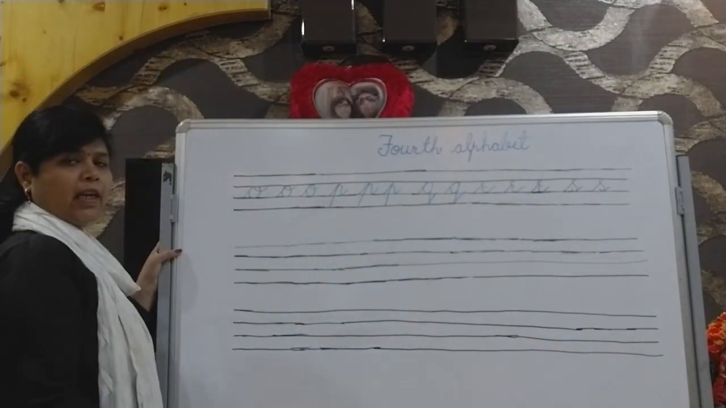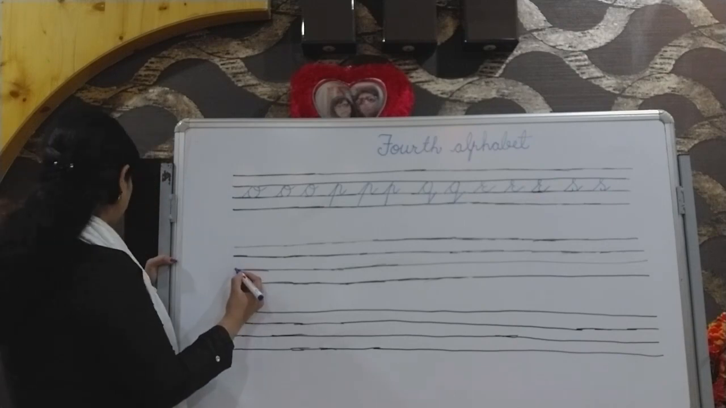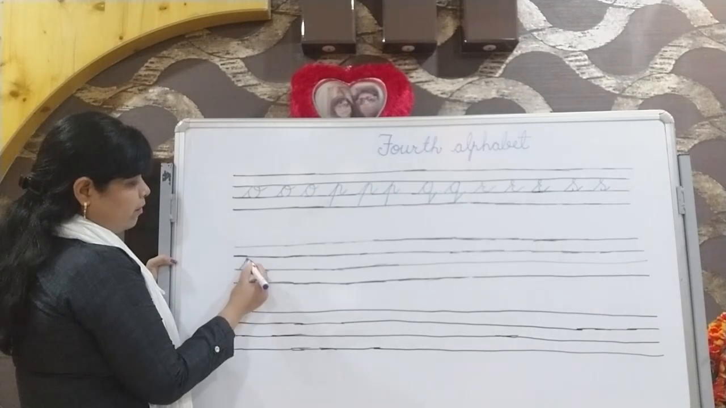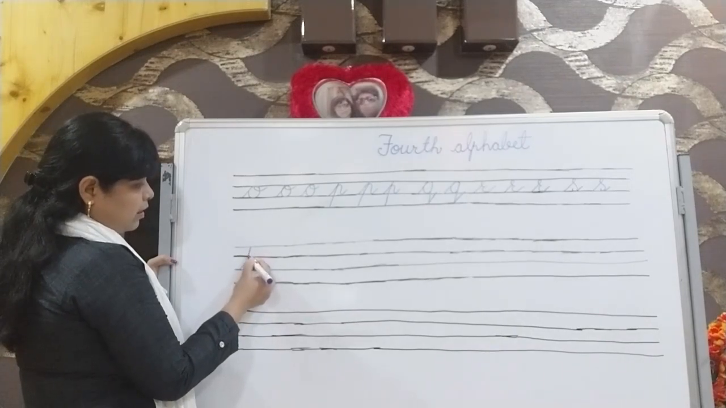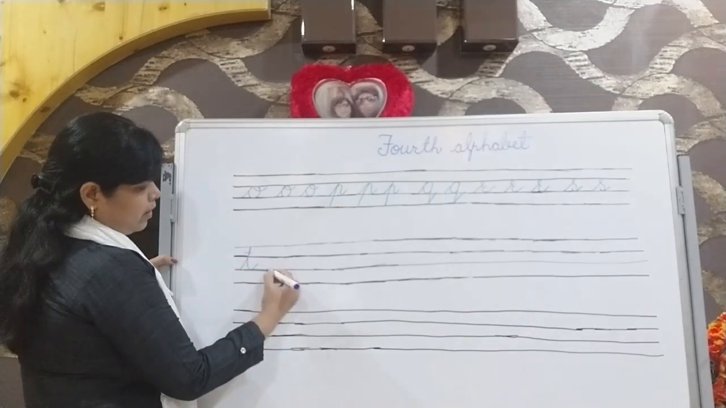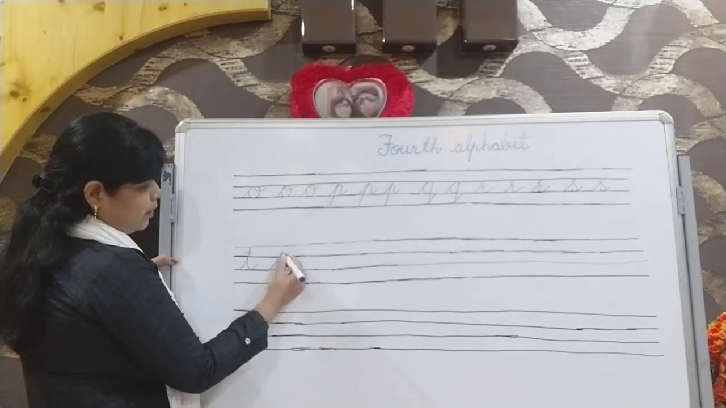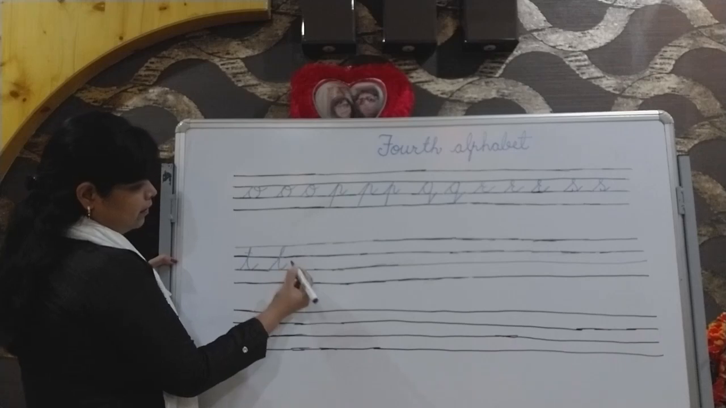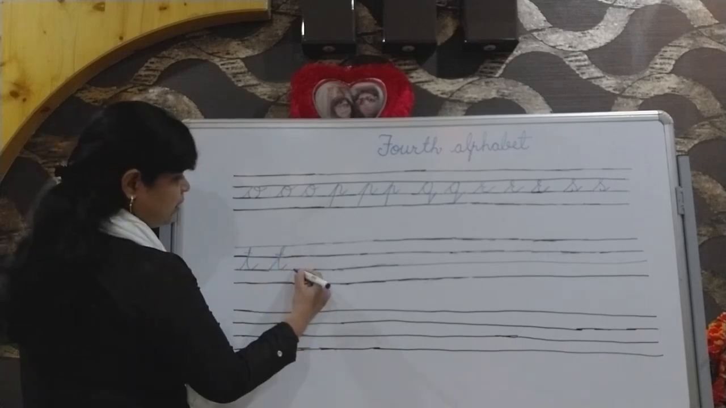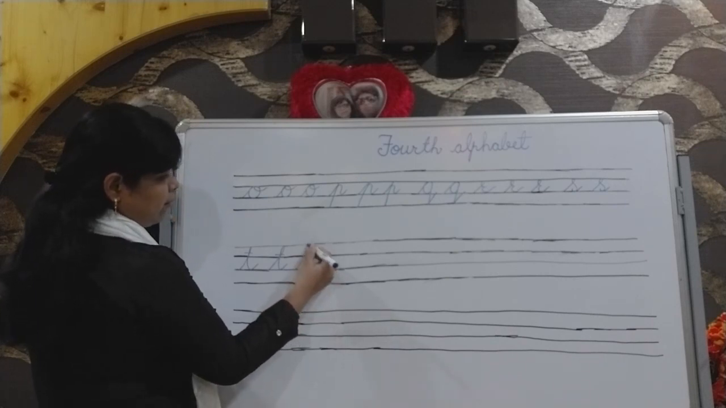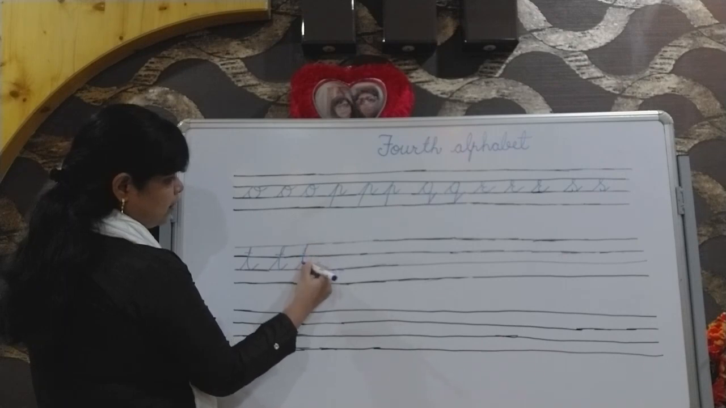Now we will write T. Look carefully. From the third line we will start T. We have written L. In that manner only we will write T. From the third line, move upper side, move back. Then downward you have to move. Straight line. T. Once more. From the third line we have to go upward. Up to the third line we have to touch the lines. These also you have to take care please.